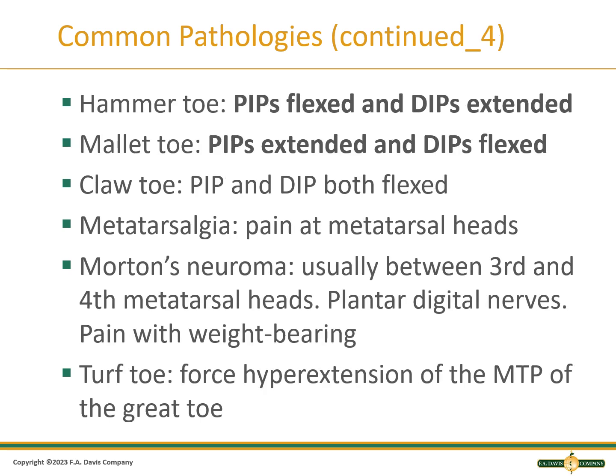Hammer toe is when we see PIPs flexed and DIPs extended, which is opposite of mallet toe, which would be the PIPs extended and the DIPs flexed. Claw toe seems aptly named. It's going to be flexion of both the PIP and the DIP so that your toes are like little claws. We'll take a break here in just a minute so that Hunter doesn't fall asleep on us.